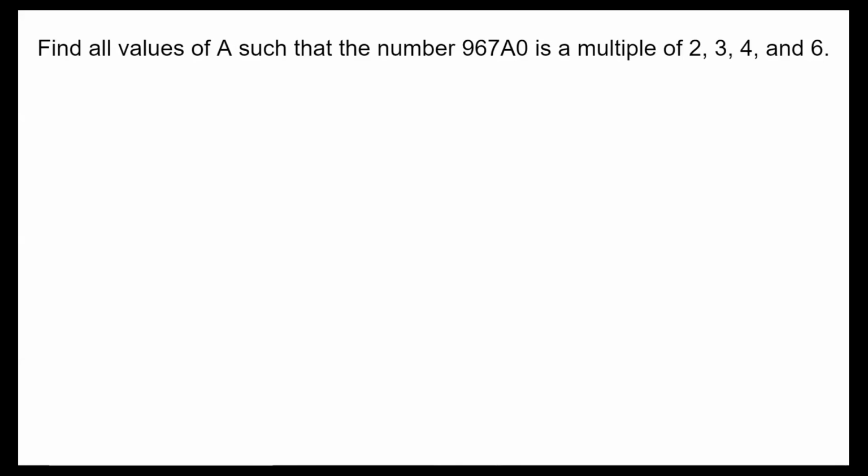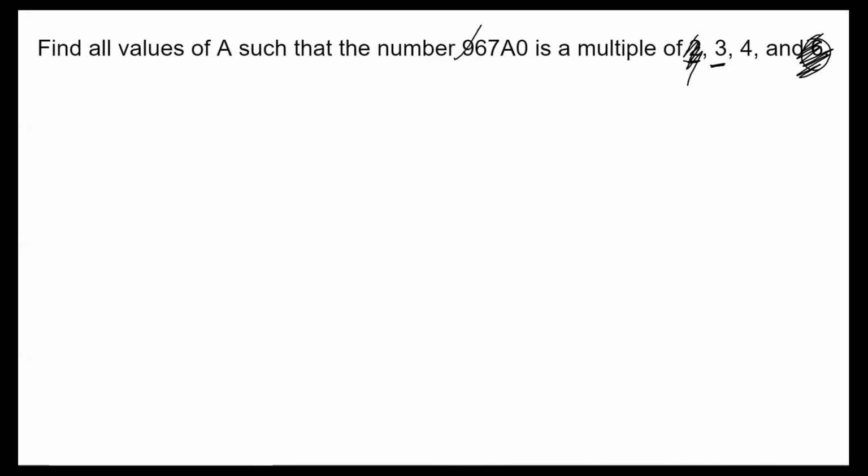So 6 here is 2 times 3. So if something's a multiple of 2 and 3, then it's automatically a multiple of 6. So we don't need to consider that. And we actually don't need to consider 2, because if something's a multiple of 4, then it's also a multiple of 2. So we can get rid of the 2 here. So we're just left with 3 and 4.